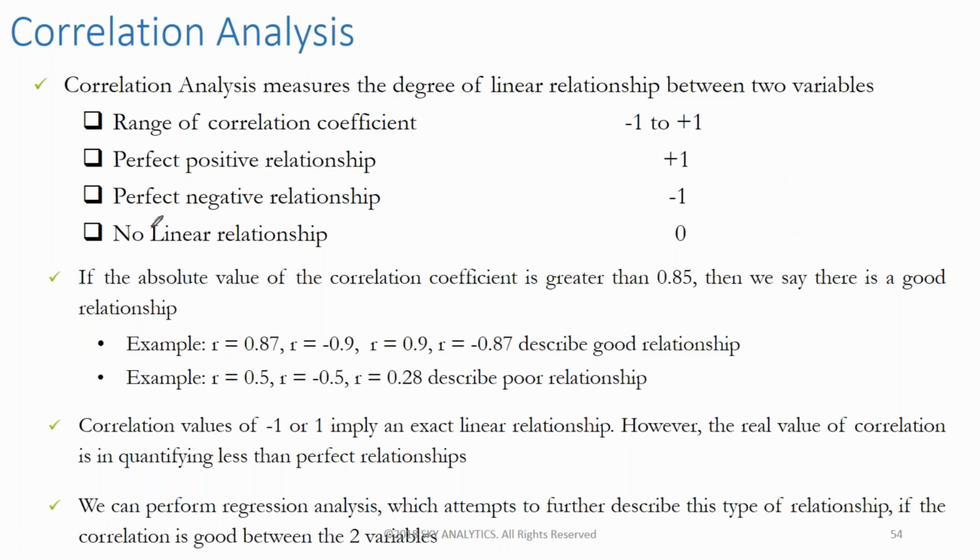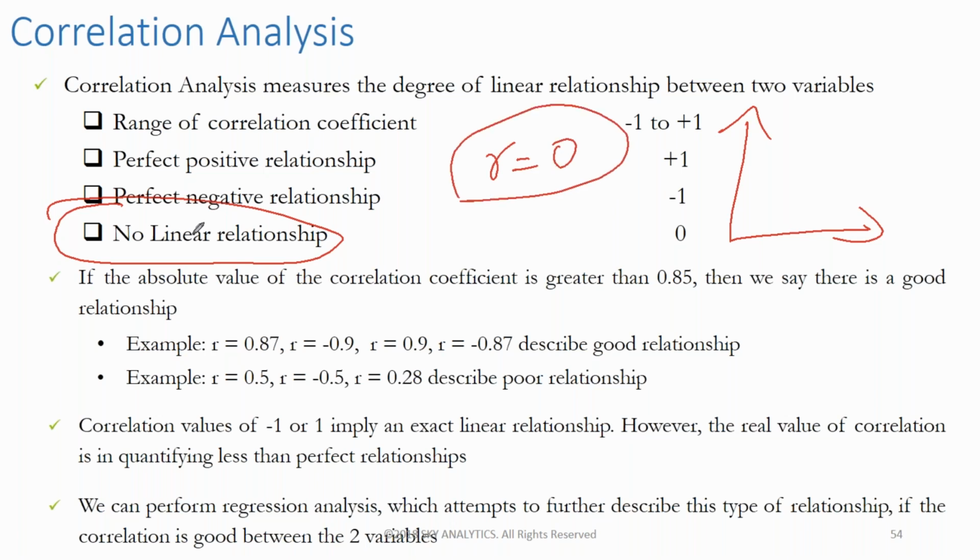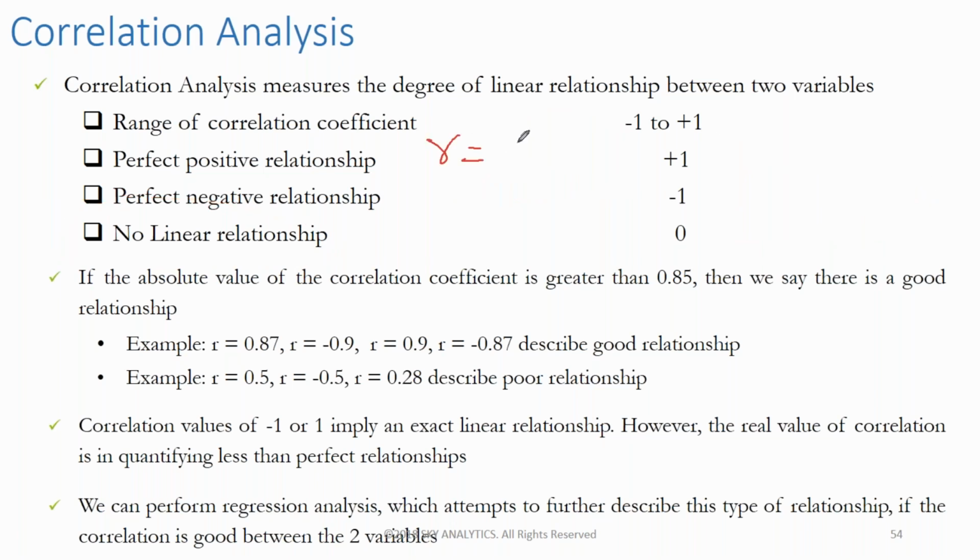Now, no linear relationship: if you're plotting your x-axis and y-axis and you get an r value of 0, that indicates there is no linear relationship. But getting 0 is also highly unlikely, because everything depends on your data. You'll get something like r equal to 0.1, r equal to 0.3. So we'll try to understand your r value now. As I told you, your r value should always be between -1 to +1.